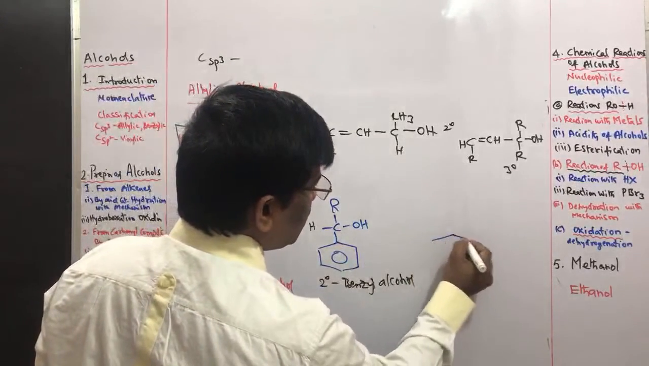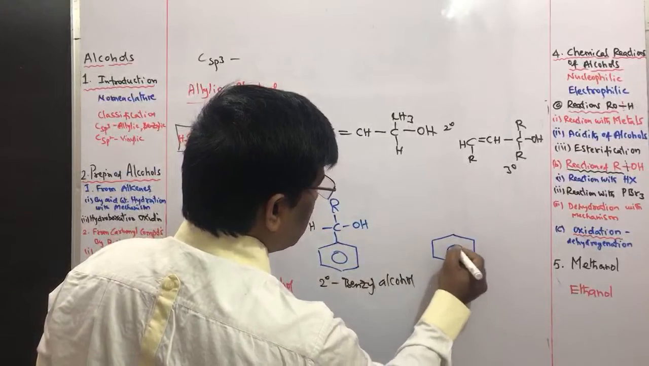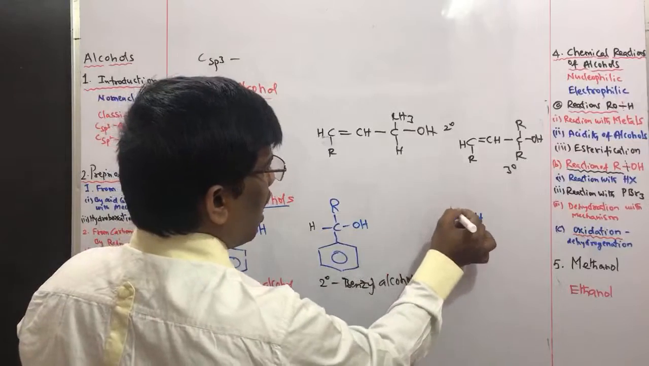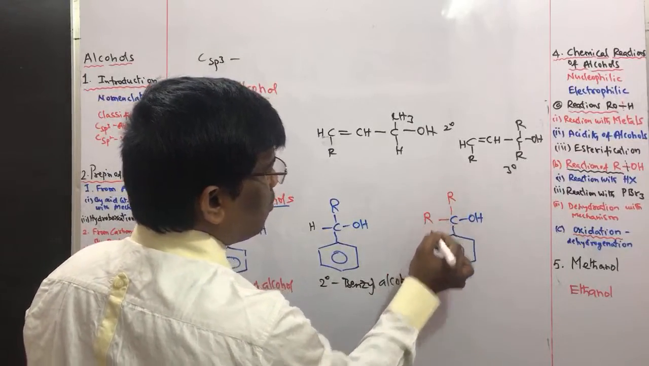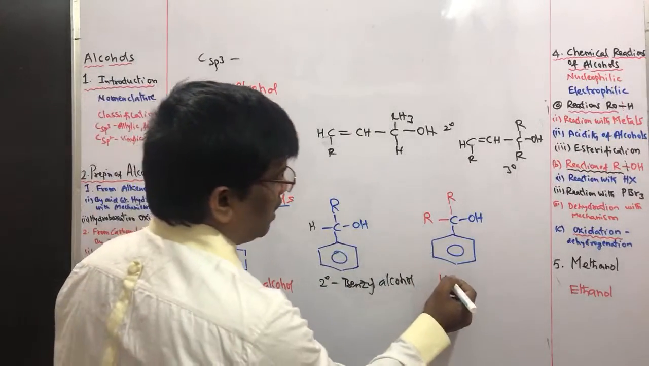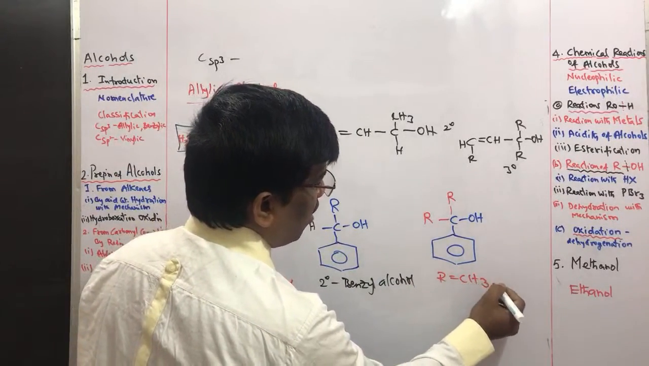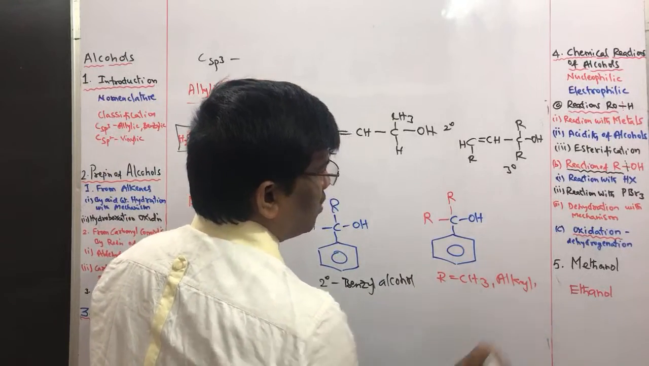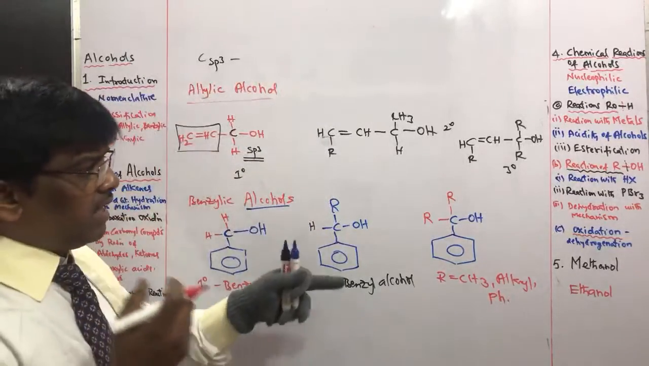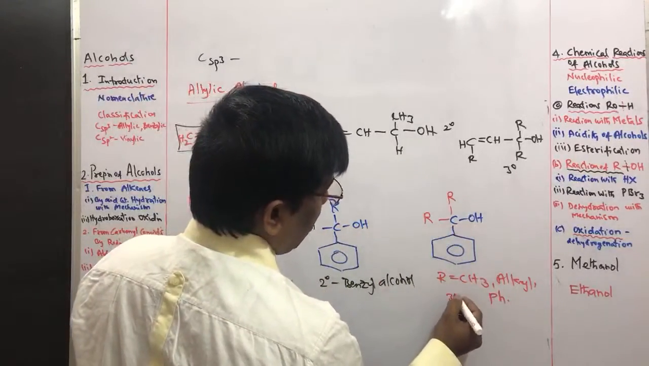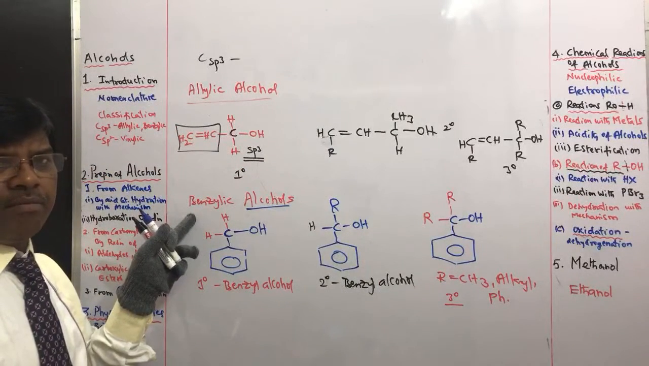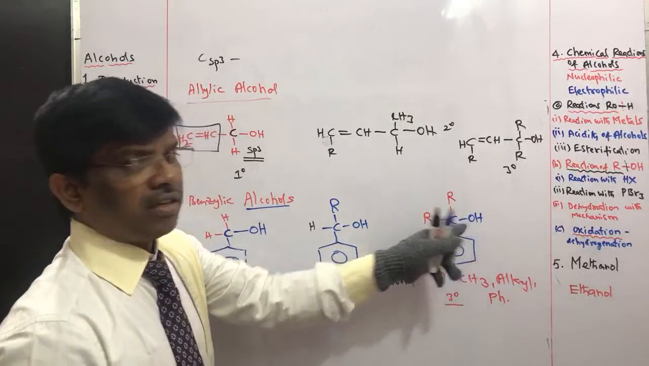However, when it is attached to this benzene ring with OH, and the other two positions are blocked with carbon-containing groups, either methyl or any alkyl group or phenyl group, or another benzene ring also, then it is known as a tertiary alcohol of the benzylic carbon, right? A benzylic alcohol with a tertiary position.